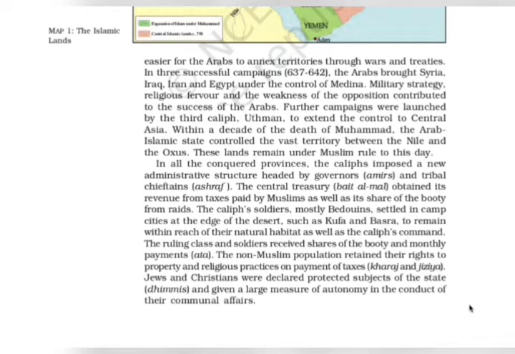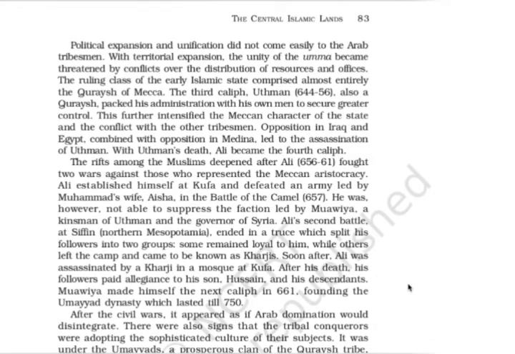Jews and Christians were declared protected subjects of the state, dhimmis, and given a large measure of autonomy in the conduct of their communal affairs. Political expansion and unification did not come easily to the Arab tribesmen. With territorial expansion, the unity of the Ummah became threatened by conflicts over the distribution of resources and offices. The ruling class of the early Islamic State comprised almost entirely the Quraysh of Mecca. The third caliph, Uthman, 644 to 656, also a Quraysh, packed his administration with his own men to secure greater control. This further intensified the Meccan character of the state and the conflict with the other tribesmen.